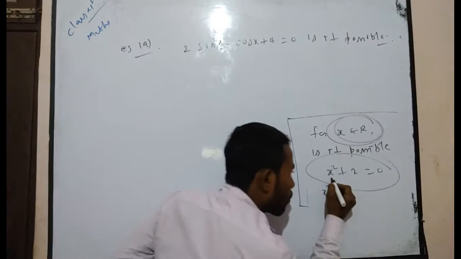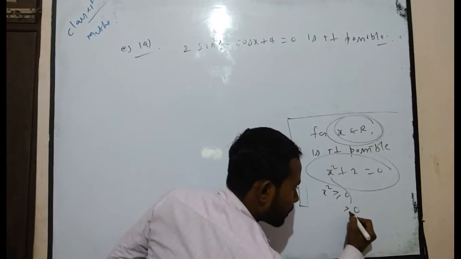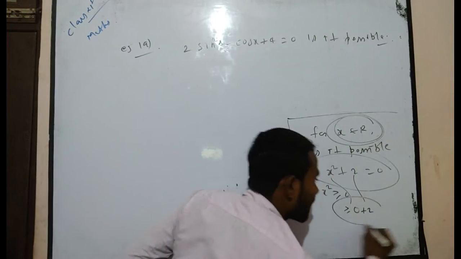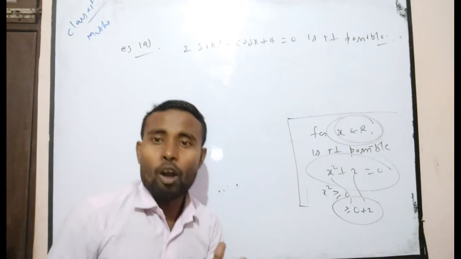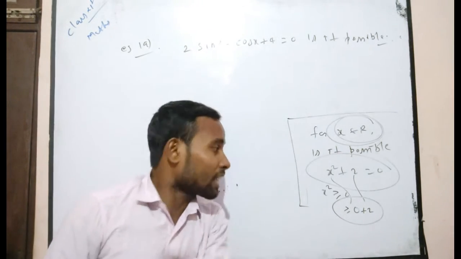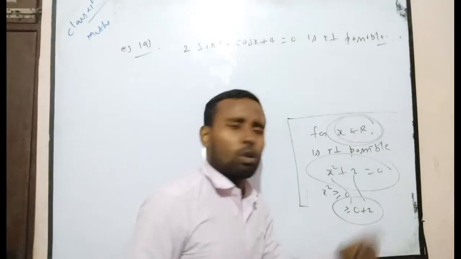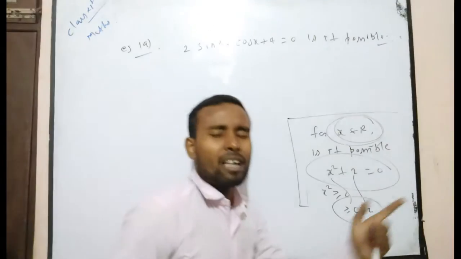If x square is greater than or equal to 0, and you add 2 to the LHS, then definitely you always get greater than or equal to 2. Then how can you say it is equal to 0? There does not exist any value of x for which it is satisfied.